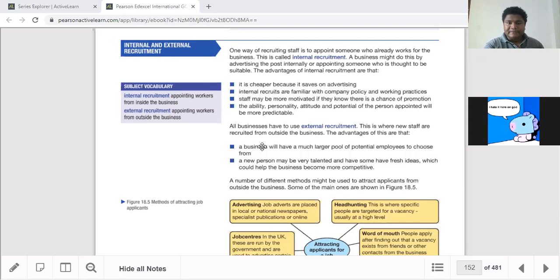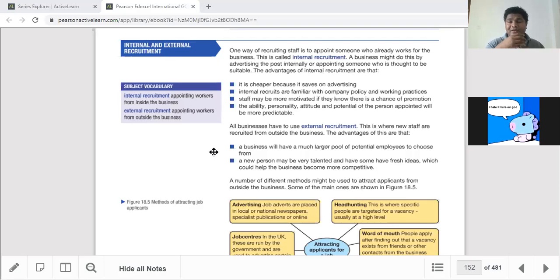The textbook says a business will have a much larger pool of potential employees to choose from. When you publish a vacancy advertisement, you can see a large pool of candidates eagerly waiting to apply. That's why we also have to go through a selection and shortlisting process. When you put the vacancy advertisement online and give the application form, you can see within a day how many emails reach your inbox, and how many people are willing to apply.